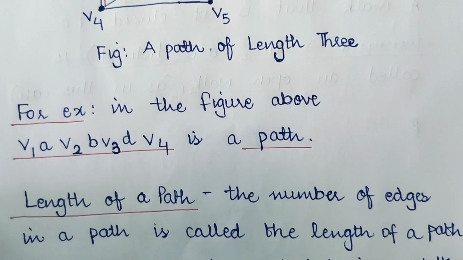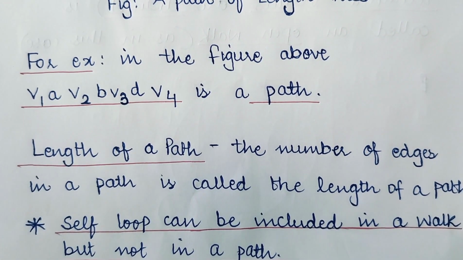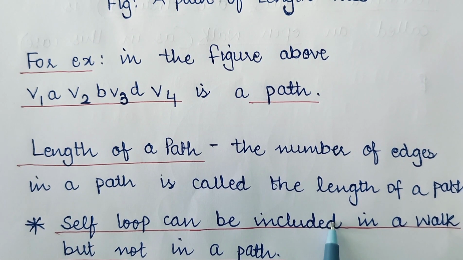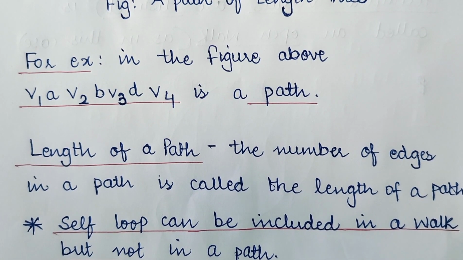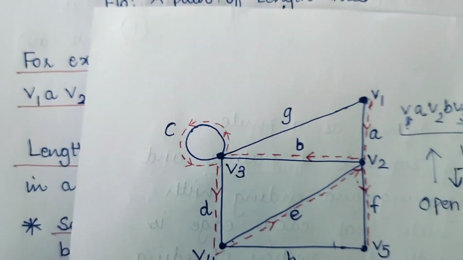You must know one point, that a self loop can be included in a walk but not in a path. It is mandatory for a path to not have a self loop, though there can be a self loop in a walk. This is clearly shown in both our examples.